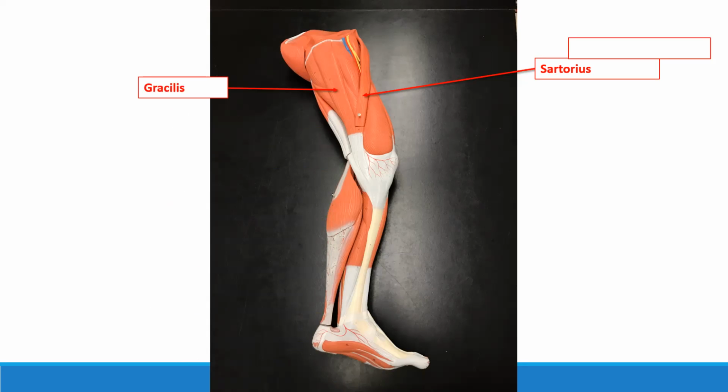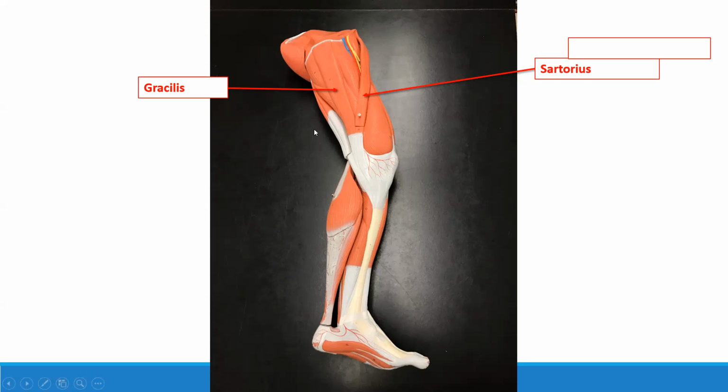Another muscle we use is the gracilis. The gracilis is located on the inside, on the medial side of the thigh, from the inguinal region down to the patella. It's this large flat muscle right here. It originates up by the groin and inserts down here. Again, this allows us to move our thigh, to stabilize our thigh.